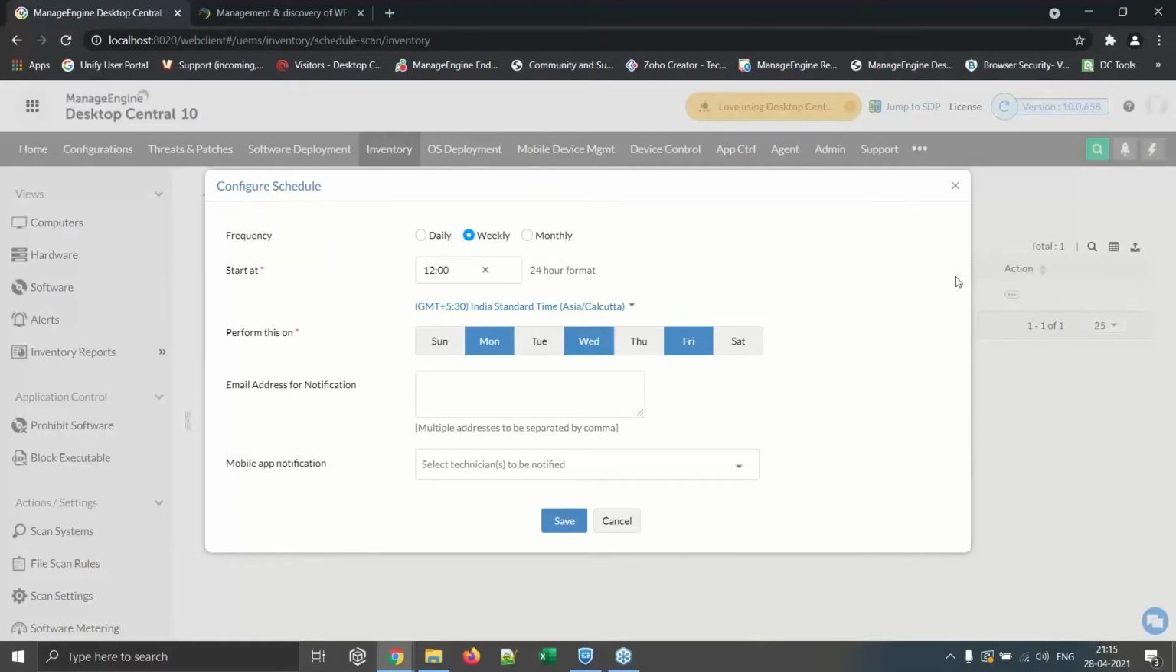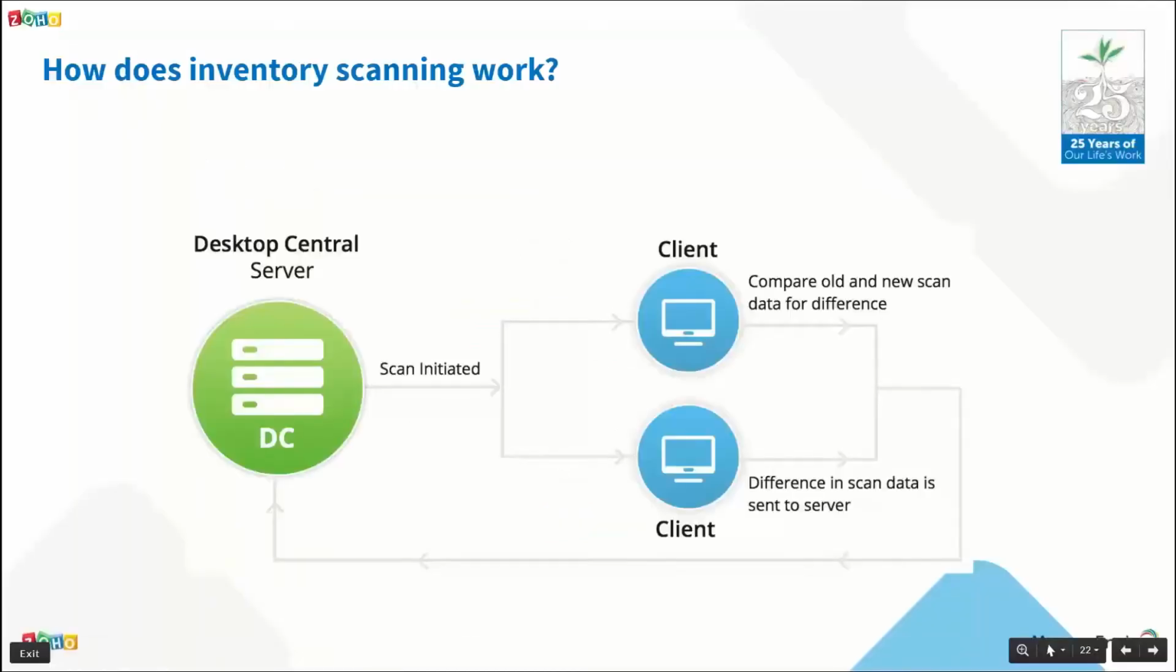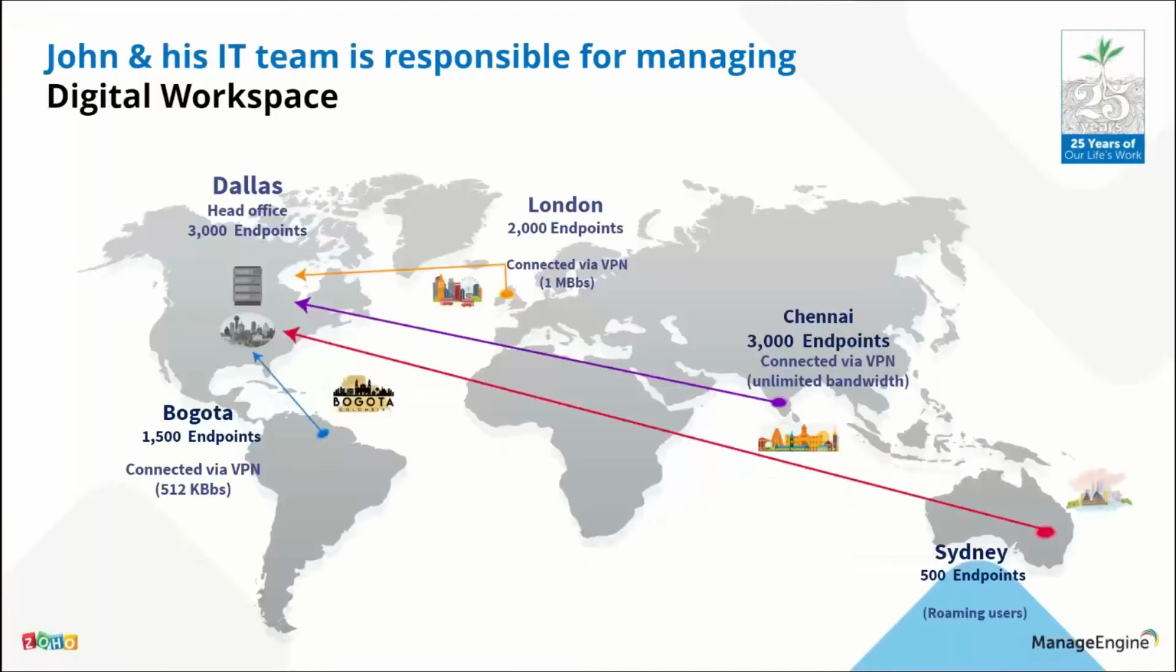And what happens during this regular inventory scan? Is it going to fetch the complete details again? Is it going to do a full scan? No. The next inventory scan, the scheduled scan, will be a differential scan. So it's not going to do a full scan. It's going to be sent to the server.